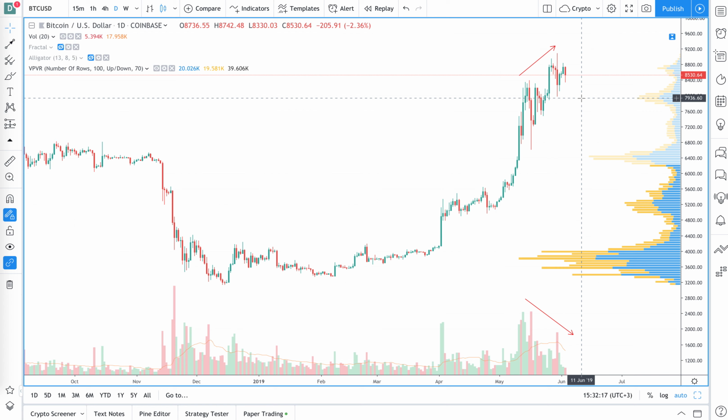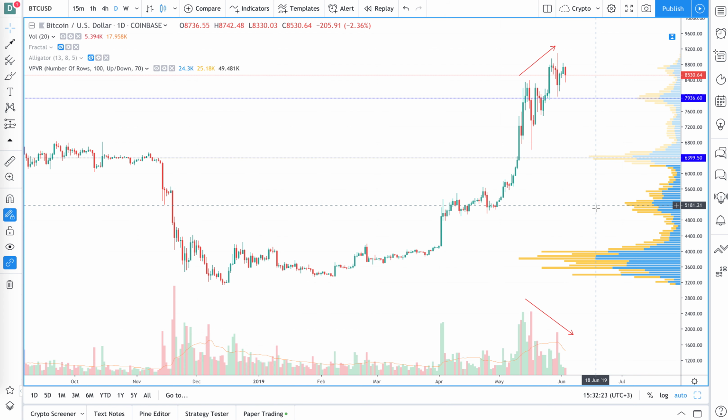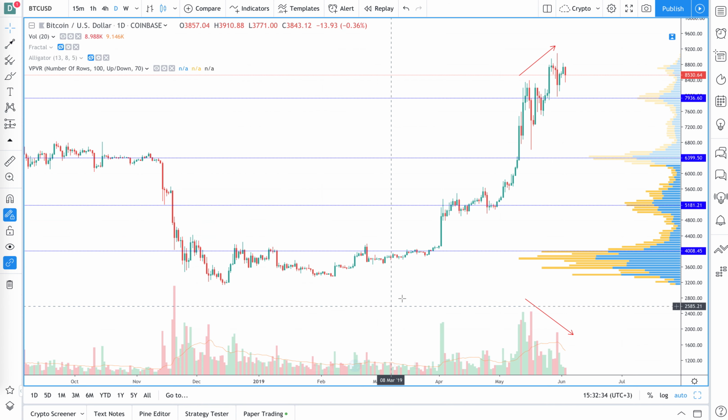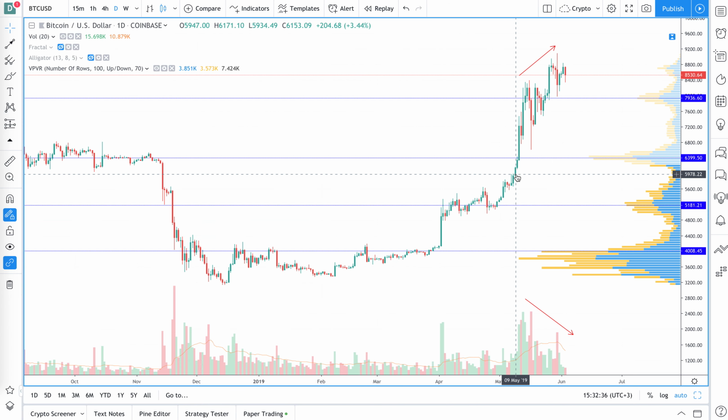So the first one is around 8,000. The next one is 6,400, around 5,000, and 4,000. This is where we broke this bottom, which was 2 months before us. So we'll put that as a resistance and support line.